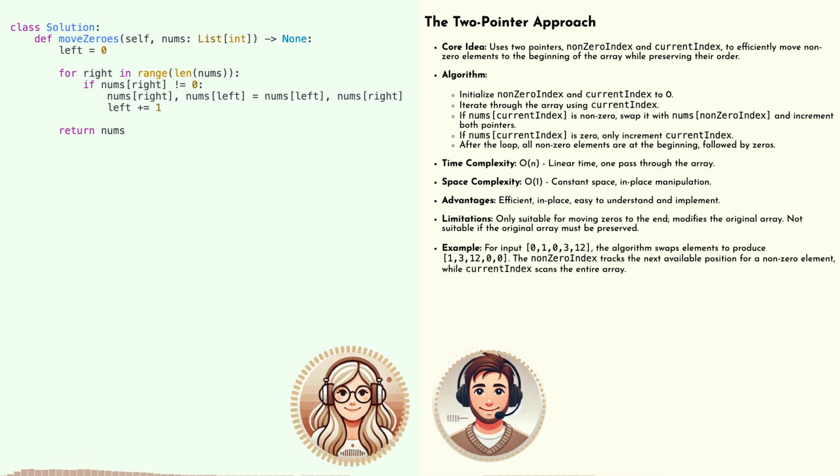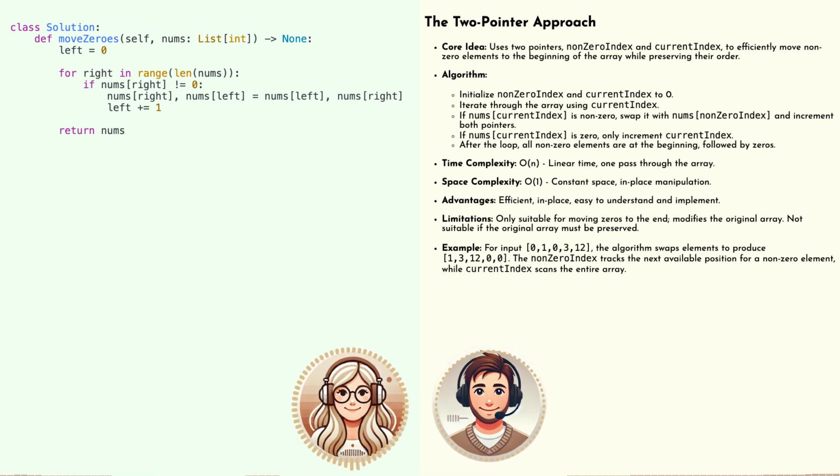Exactly. The right pointer's only looking for non-zero elements. But here's the cool part. When the right pointer does find a non-zero number, it signals the left pointer, like saying, hey, I found one, let's swap it with whatever you're currently pointing at. So they swap positions, and the non-zero number moves closer to the front of the array. What happens next? Do they both move forward?